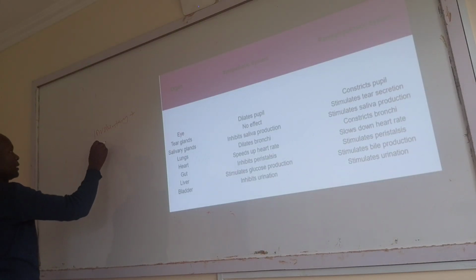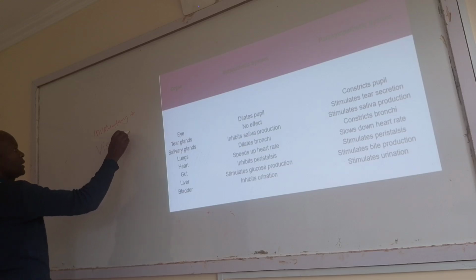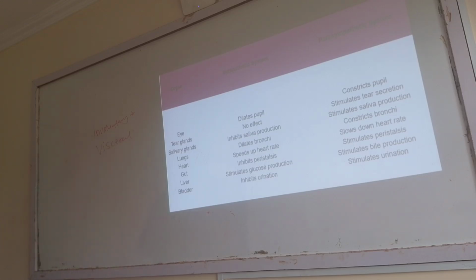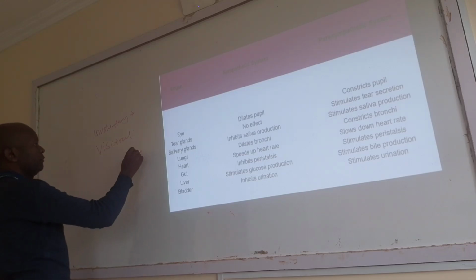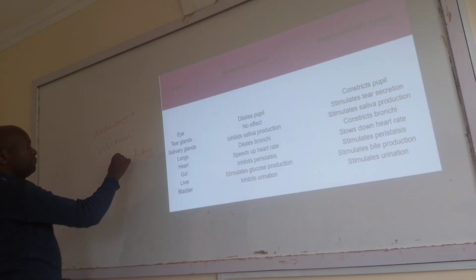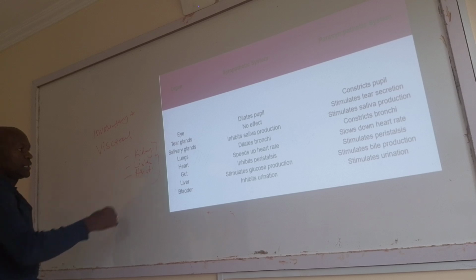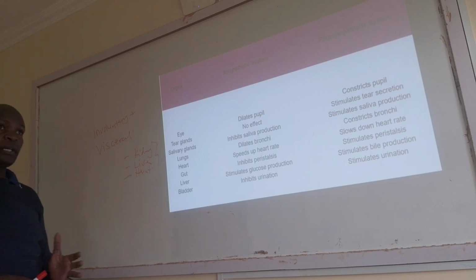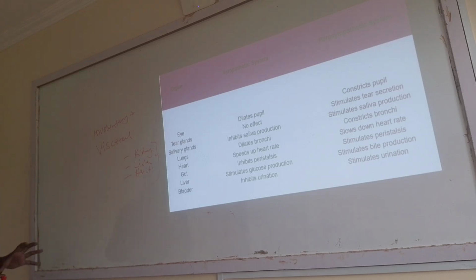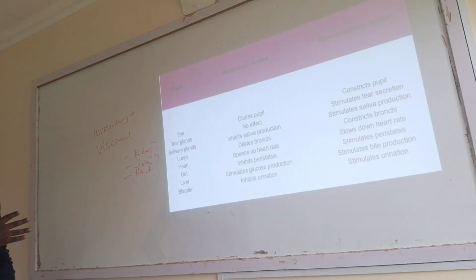Visceral organs, for example, are organs that are found in the abdomen. Example is the kidney. Another example can be the liver. Another example is the heart. The muscles on these organs are involuntary, meaning you have no control over them.